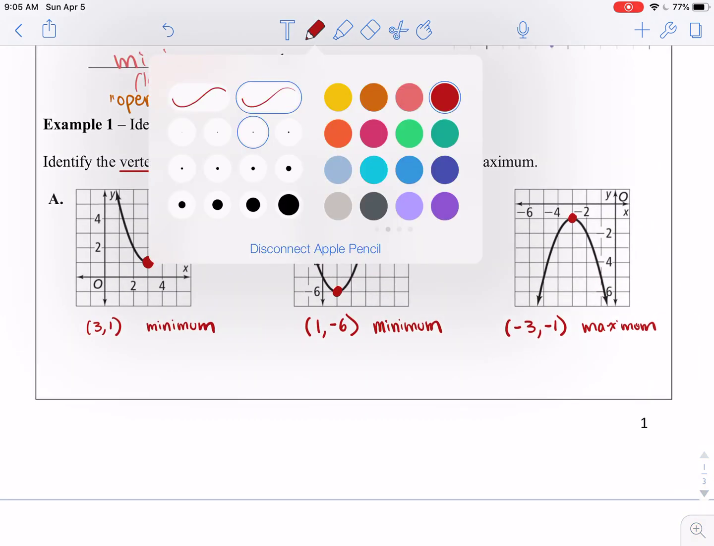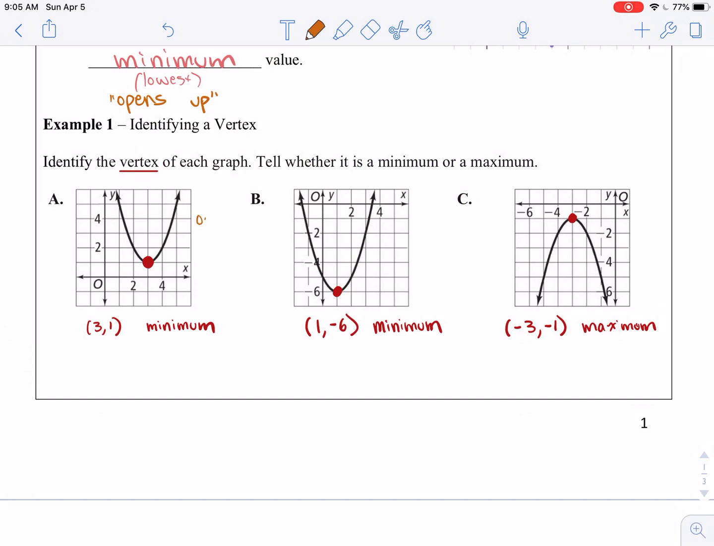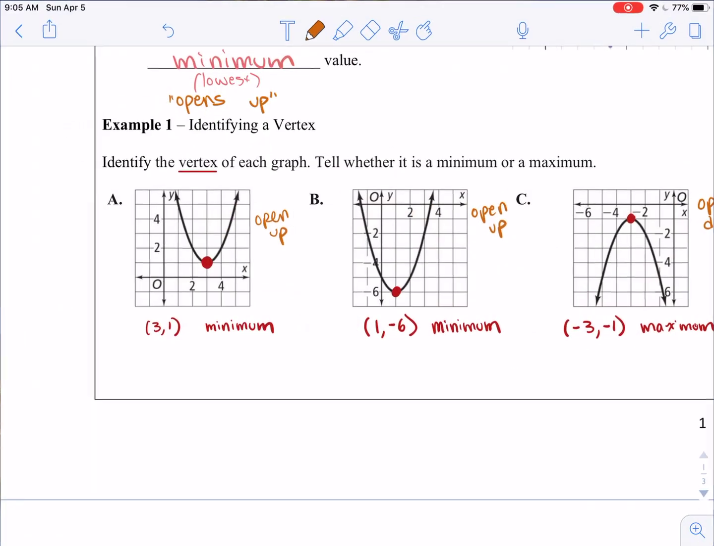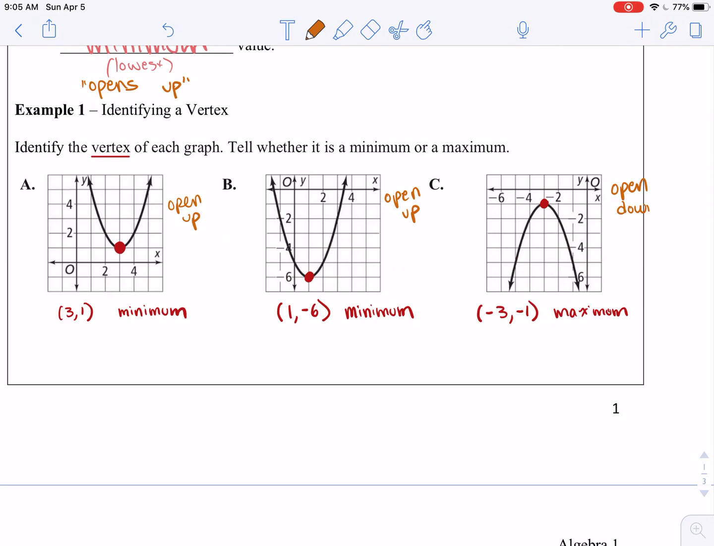These two parabolas right here open up. They open up because they face up. It's like they're a cup that can hold something. This parabola opens down.